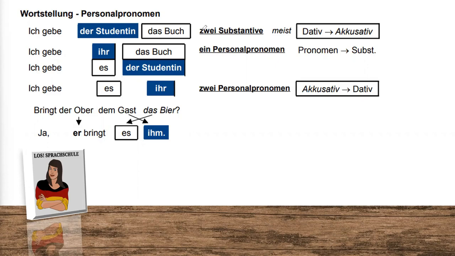If there are two substantives, I hope I said correct in English, let's say two nouns, mostly, but not always, dative comes first and accusative comes second. If you would say, ich gebe das Buch der Studentin, the emphasis shifts a lot, and maybe someone will say, why is he or she saying it like that? But it's not wrong. So mostly dative then accusative.